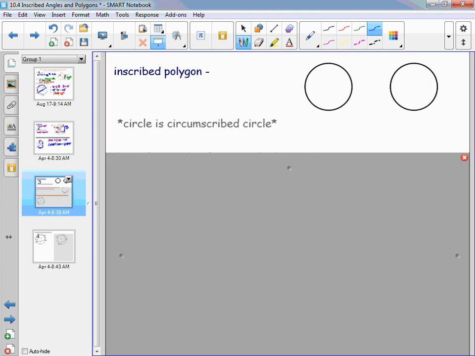Inscribed polygon. Inscribed means inside, so this is when a polygon is inside of a circle. There's basically two that we're going to be looking at. That is the triangle and the quadrilateral. And we talked about this before when dealing with triangles. The circle is called the circumscribed circle.